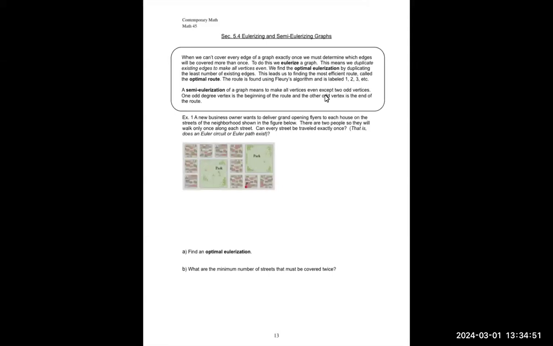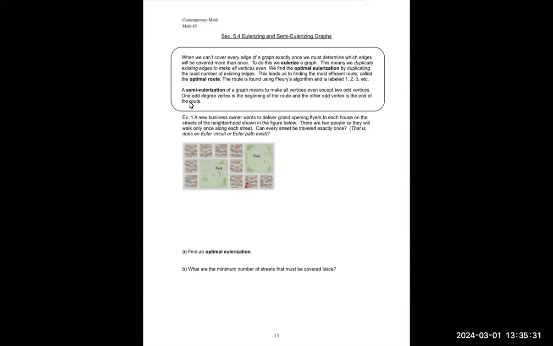The route is found by Fleury's algorithm, and you label each step of the path 1, 2, 3, as before. A semi-Eulerization of a graph means to make all the vertices even except for 2. When you do that, it is going to have an Euler path, but not an Euler circuit. So you can travel throughout the entire neighborhood, going over every single street once and only once, but you're going to start and end in different places.